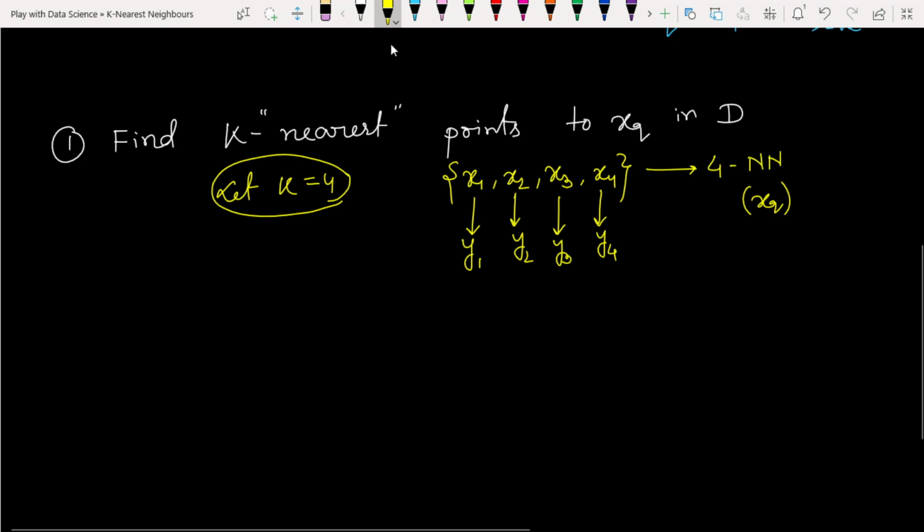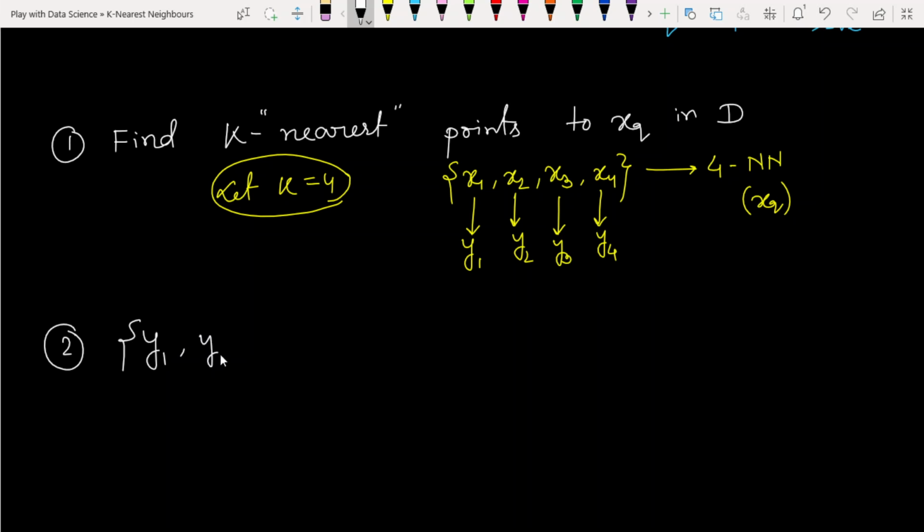Now in the second step, what will we do? In the second step, among these four outputs y1, y2, y3 and y4, we choose the majority vote. What is the majority value of these 4 outputs?